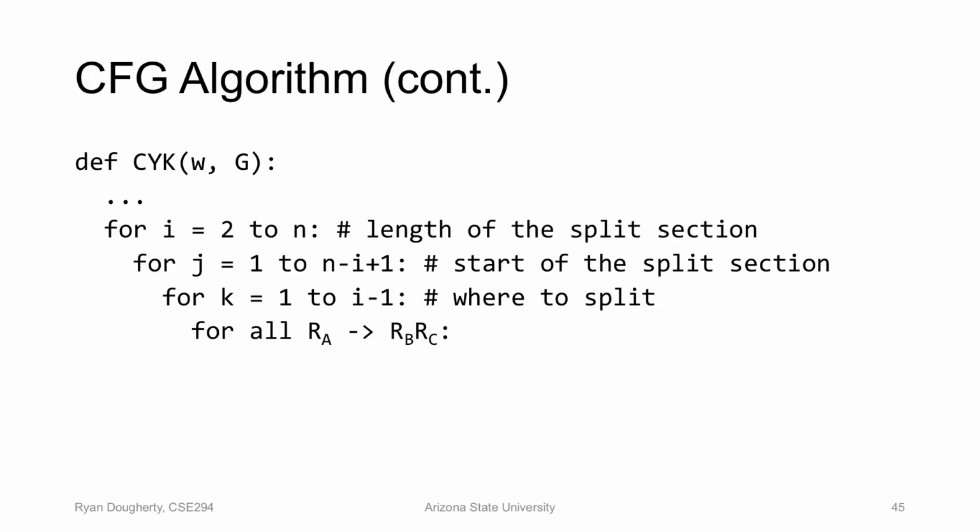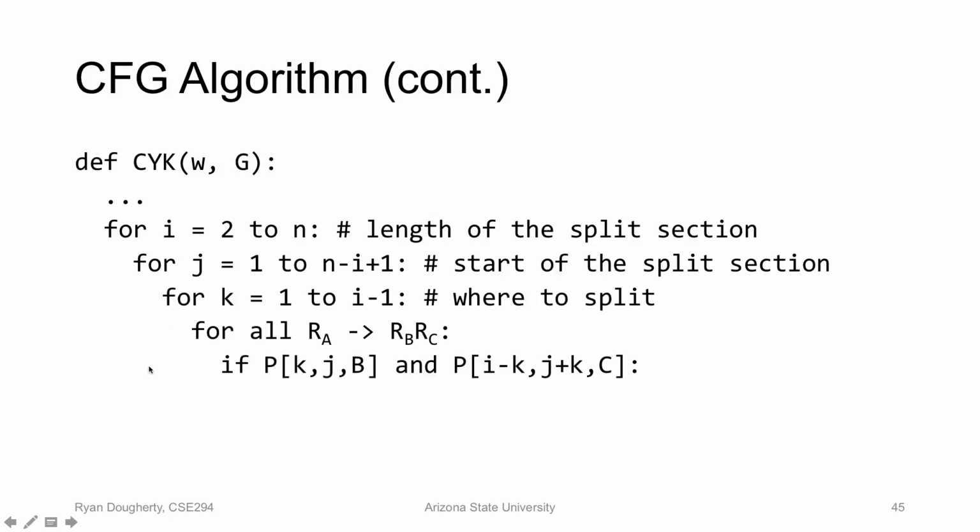And so what we're going to do is look through every single rule that has two variables on the right-hand side, and see if B can make the first part of the split, and if C can make the second part of the split. If those are true, then A can make the entire thing, both sides of it.